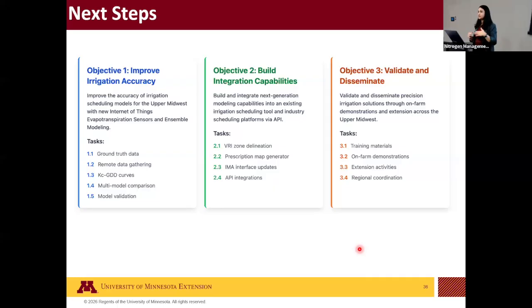And then also collaborating with some private industry partners like Valley and Lindsay, the irrigation platforms that growers are using, to use their APIs in here so that the grower has a one-stop shop and doesn't have to juggle between multiple platforms. And then also validate and disseminate the extension work that we do.